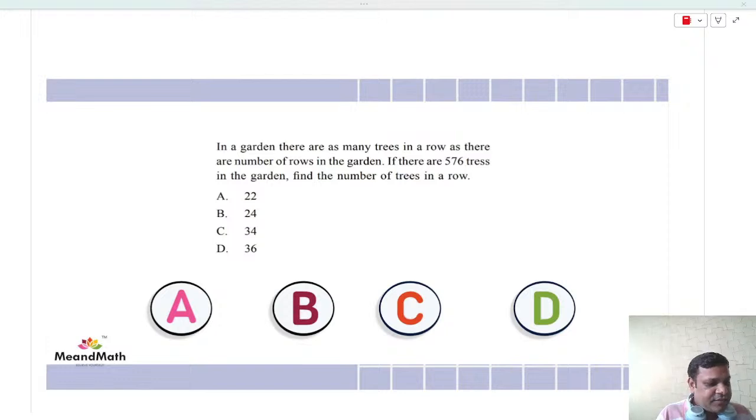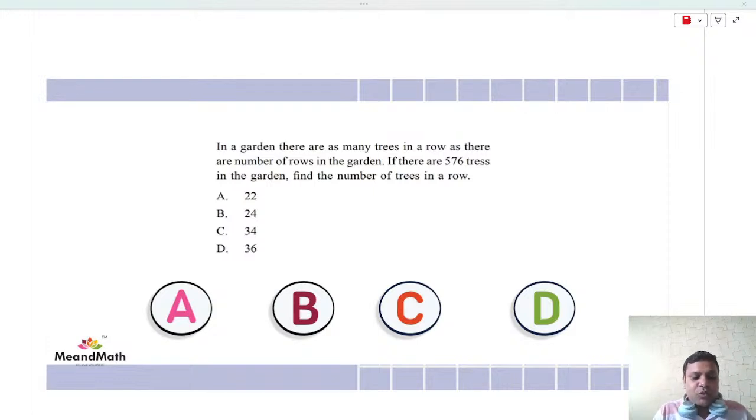The answer is 22. B is 20. Saranya says B is 24, and Prabhu says 22. No, it's not 22. The square root of 576, that is 24. Saranya gives a perfect answer. Very good, Saranya.